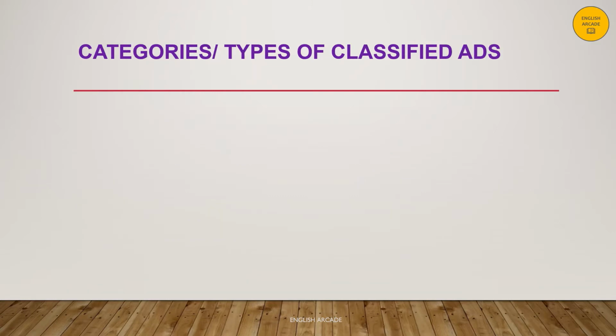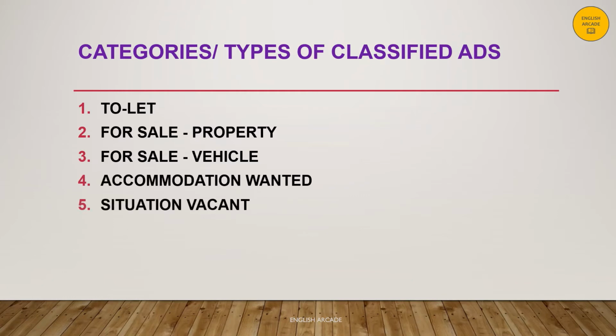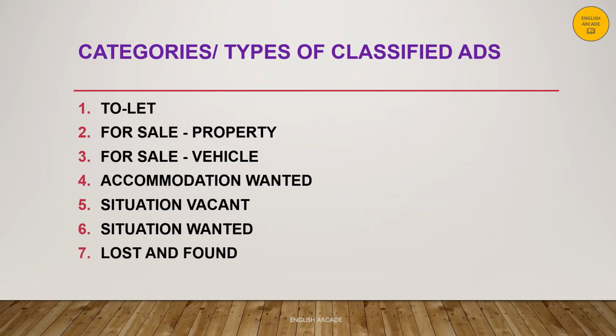There are many categories of classified ads. The most popular ones are to-let ads, for sale of property ads, for sale of vehicle ads, accommodation wanted ads, situation vacant ads, situation wanted ads, and lost and found advertisements.